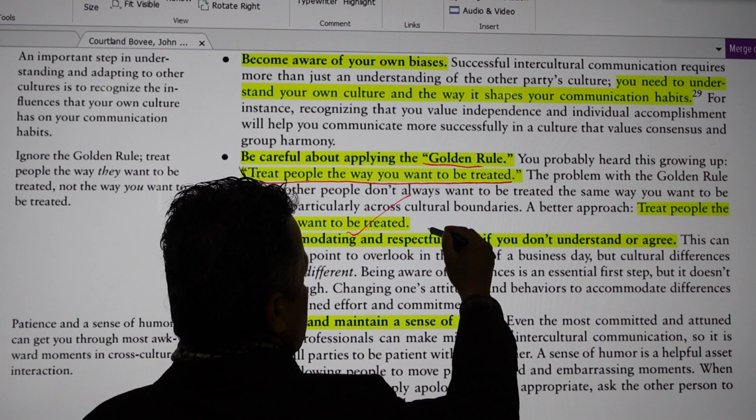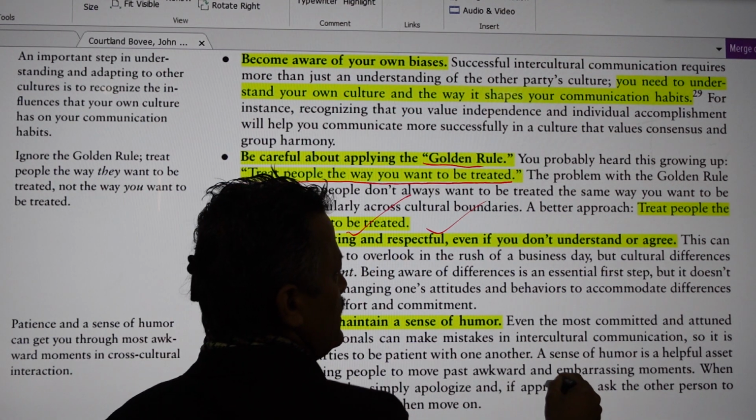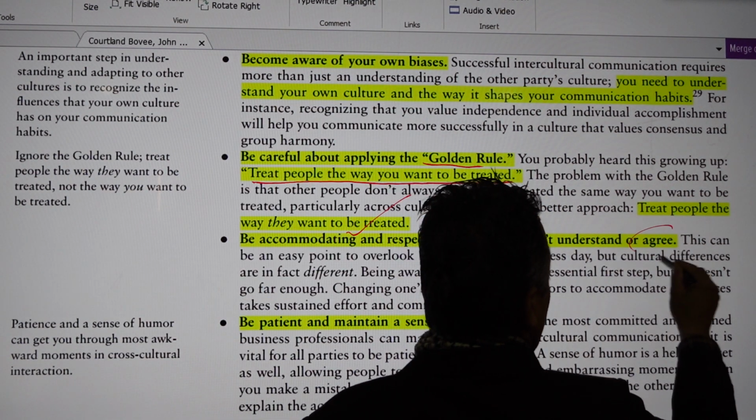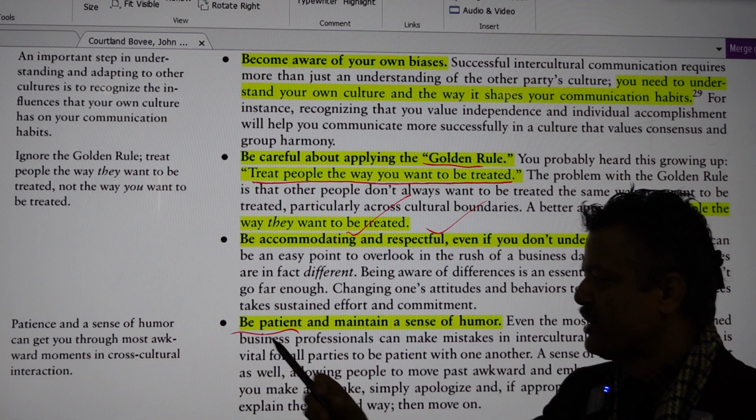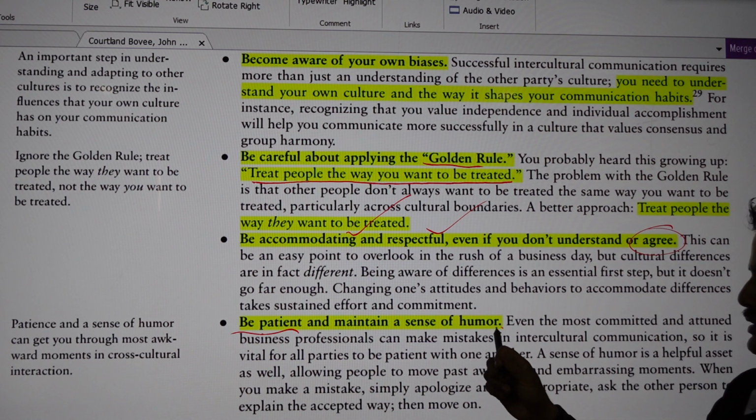Adjust differences, respect people. Even if you don't agree, respect disagreement. Have patience when you listen to people. Maintain sense of humor, right? Don't behave like a rude fellow.